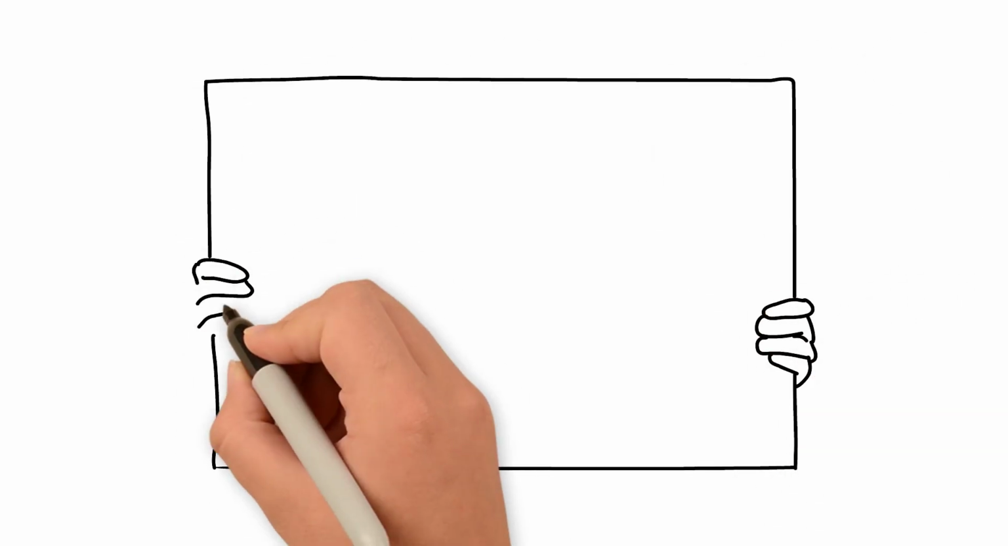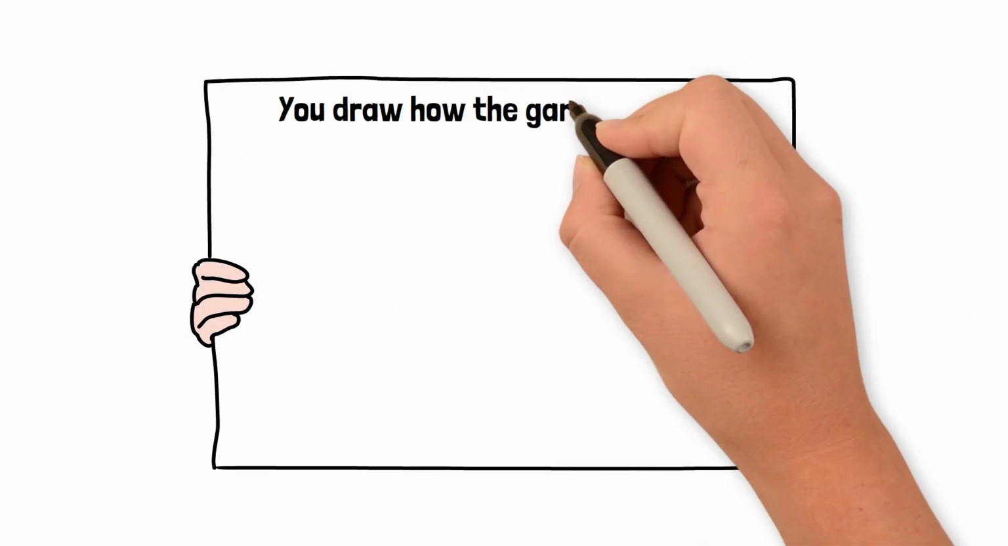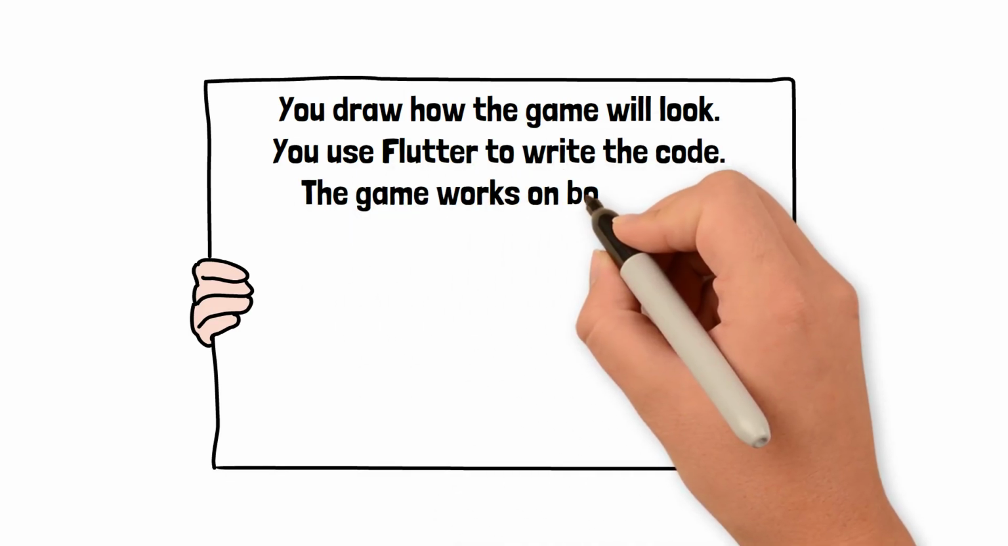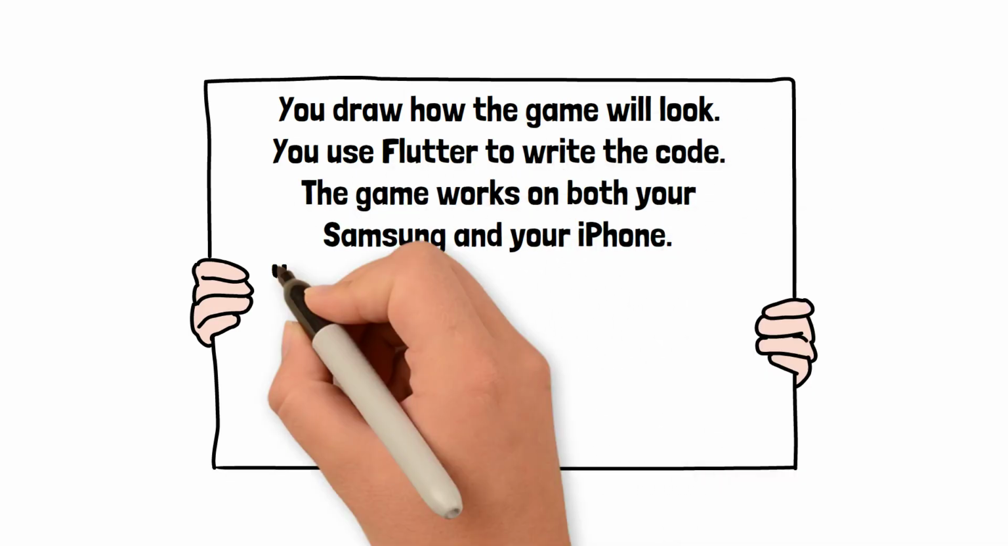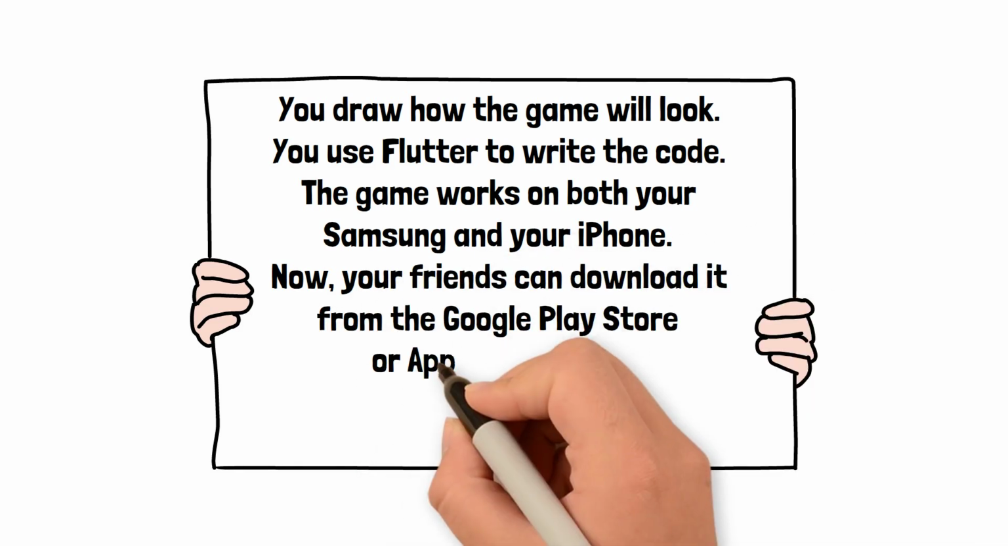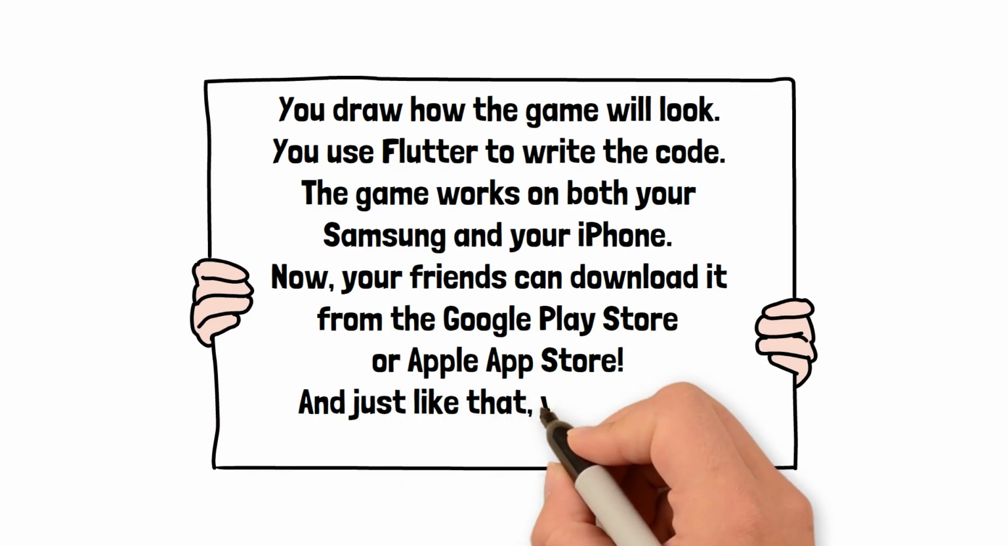Fun example. Let's say you want to build a game app where a cat jumps over obstacles. You draw how the game will look. You use Flutter to write the code. The game works on both your Samsung and your iPhone. Now your friends can download it from the Google Play Store or Apple App Store. And just like that, you become a mini app inventor.